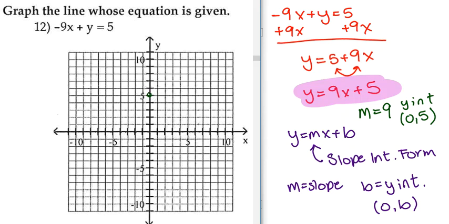So we're going to go up 9 and then to the right 1, because any number by itself is technically over 1. And then we're also going to do the opposite of that, which is going to go down 9: 2, 3, 4, 5, 6, 7, 8, 9, and then to the left 1. So our line on the graph is going to be right over here. And I'll highlight that so you guys can see better. There we go.